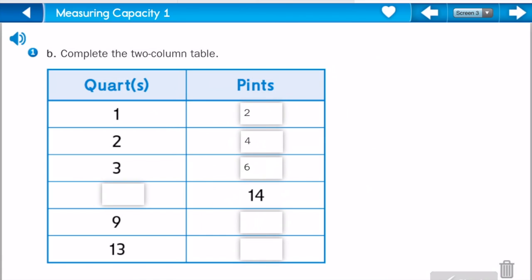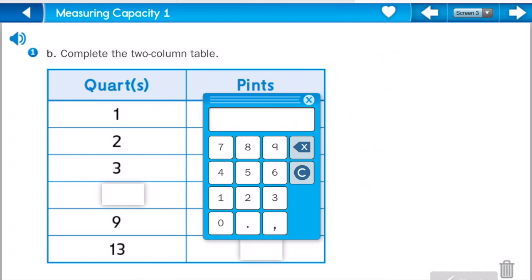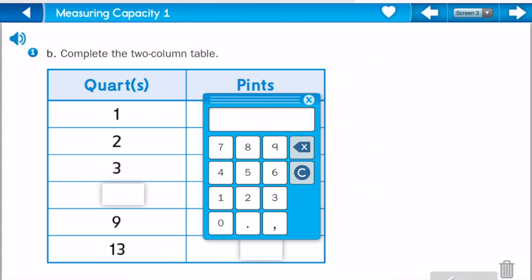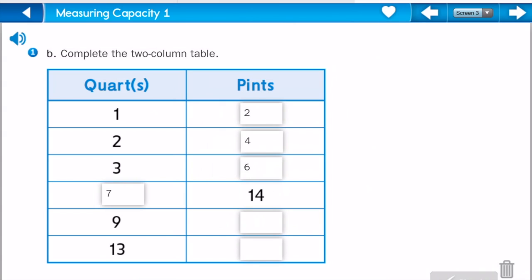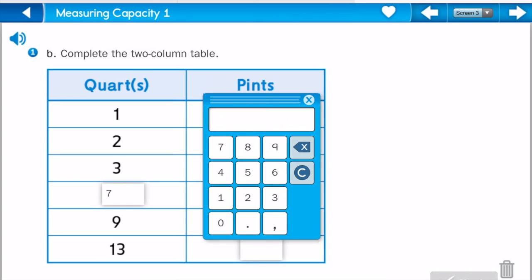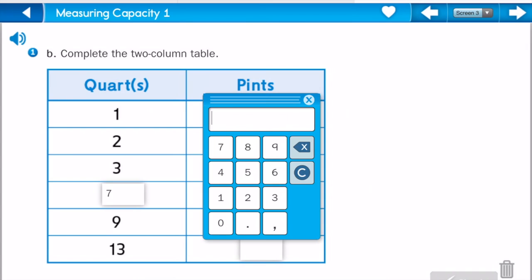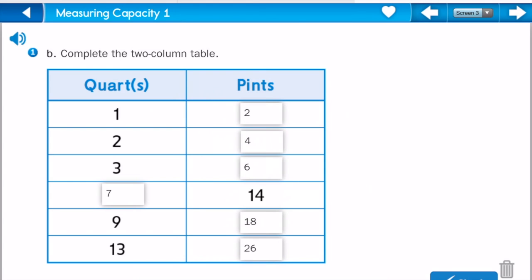Now they gave me the pints. They want to know how many quarts that is. So I'm just going to divide that in half because I know that 1 quart equals 2 pints. And so what's half of 14? Or 14 divided by 2? Yep, it would be 7 because 7 times 2 equals 14. Write down 9. What's 9 times 2? It would be 18. And how about 13? 13 quarts is how many pints? Yep, it would be 26. Because you're just multiplying it times 2.